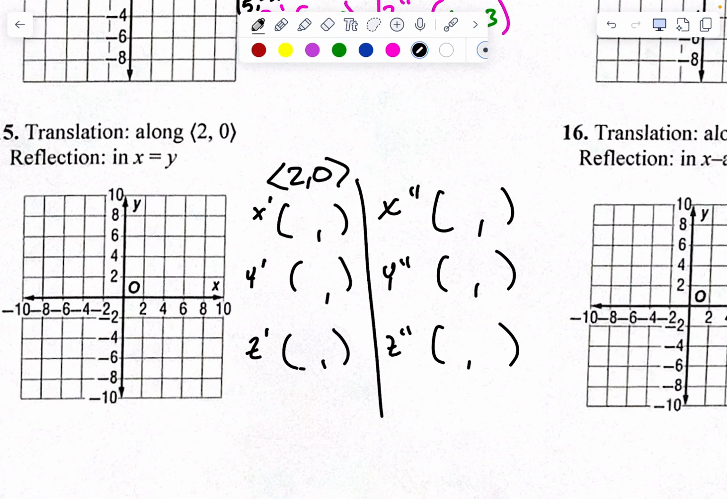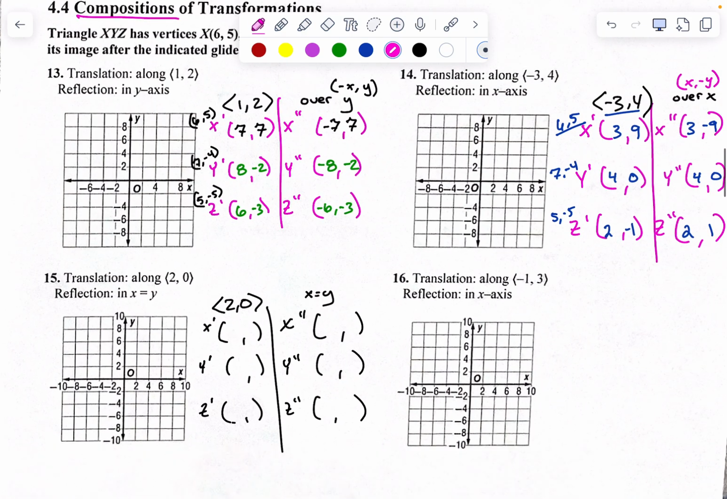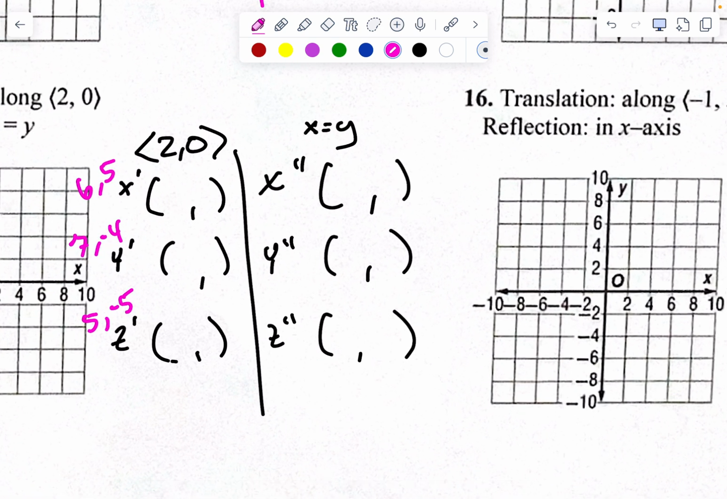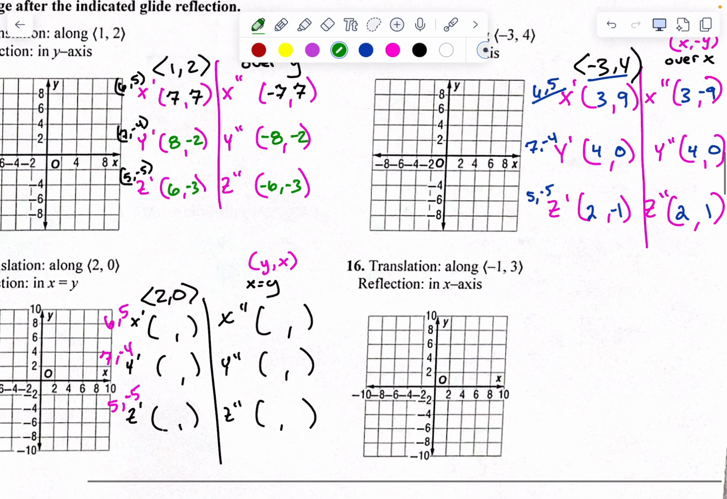Two comma 0, and my originals. Reflection in X equals Y. I do know this part. What's the reflection over X equals Y? They diagonally switch. X switches, so it becomes Y, X. 5, 8.